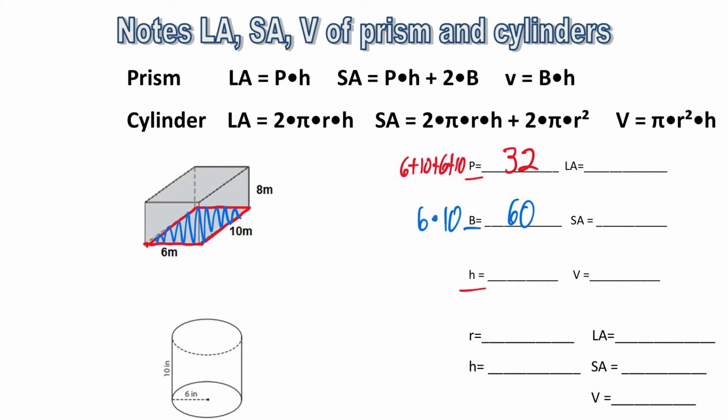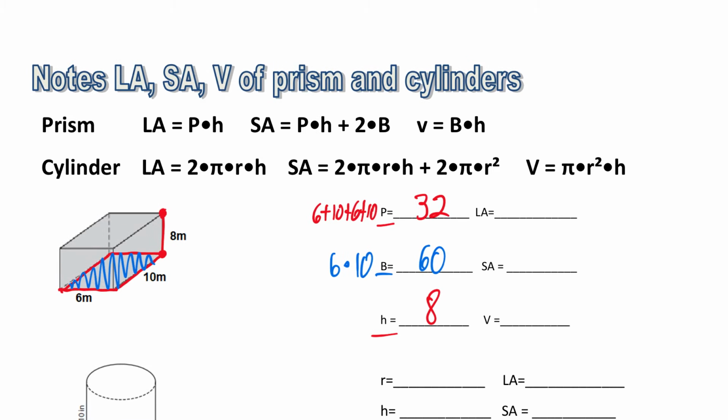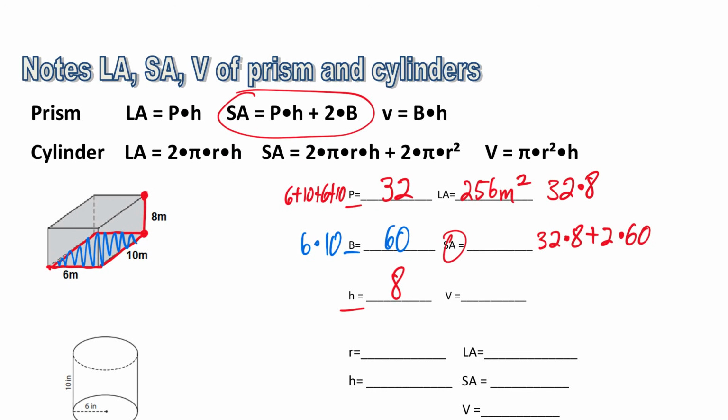And then what's the height of this prism? It's 8. Okay, now the formulas are right up here. So for lateral surface area it's P times H. So 32 times 8. What is it, 256? 256 meters squared. Total surface area, right here, PH plus 2B, so P times H plus 2 times B. What does that give you?